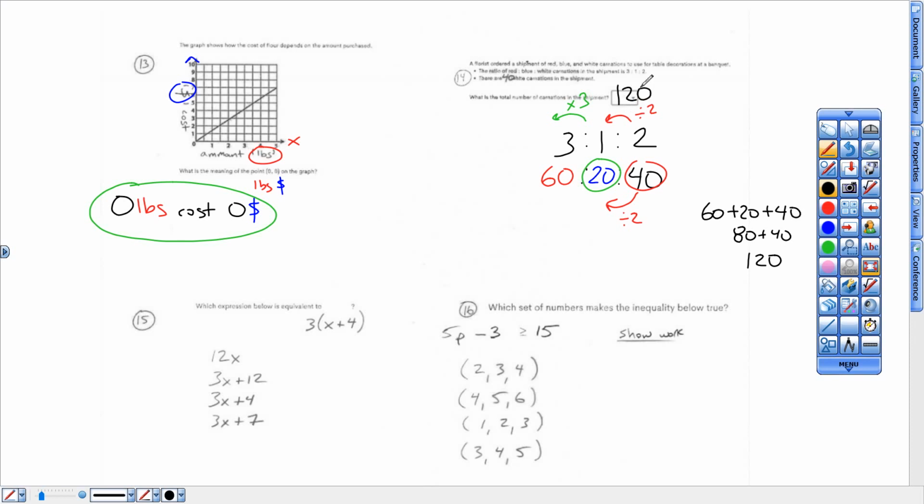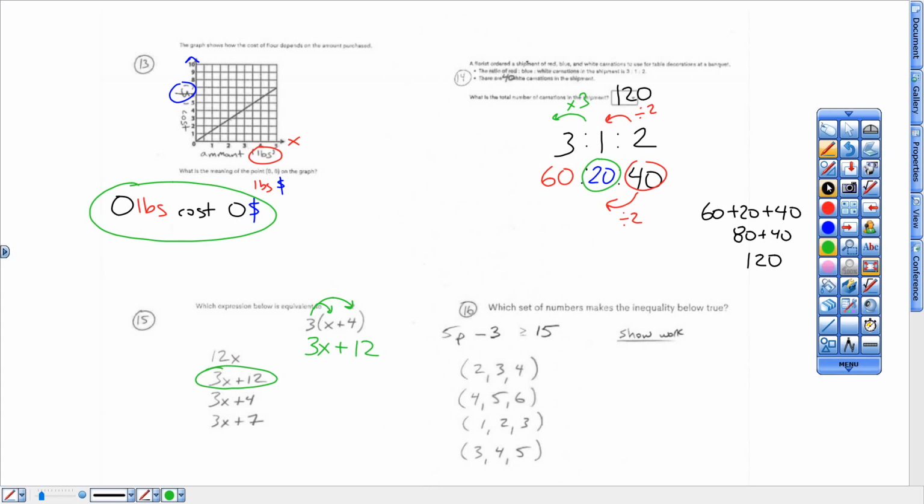All right, next problem. The only one that has you distribute. The next word is... All right, so for this one, distribute. 3 times x gives me 3x. 3 times 4 gives me 12. The only one that shows that correctly, 3x plus 12.